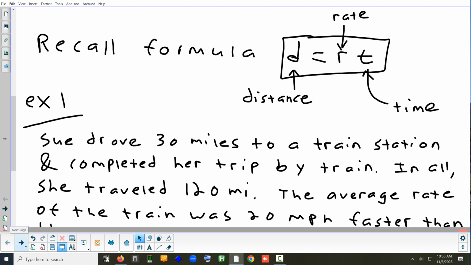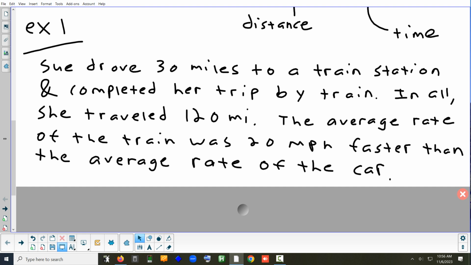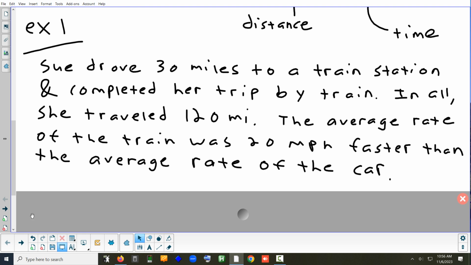All right, so this problem is basically about a person traveling, and they're going to use two modes of transportation to get where they're going. It says Sue drove 30 miles to the train station, got on the train, and the total journey was 120 miles. It says the average rate of the train was 20 miles per hour faster than the car. That's everything we need to know to set up what we're going to do.